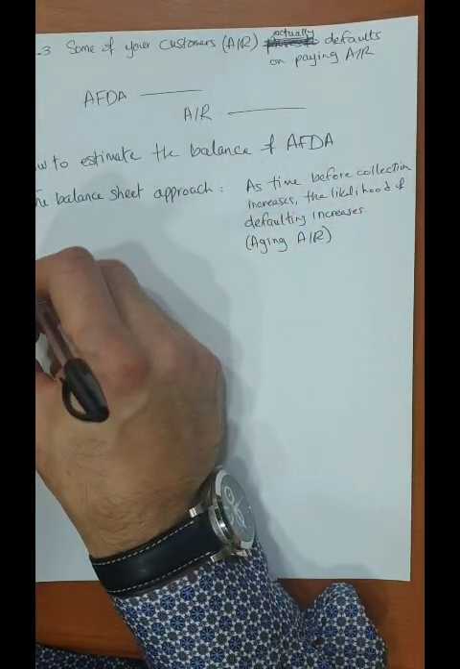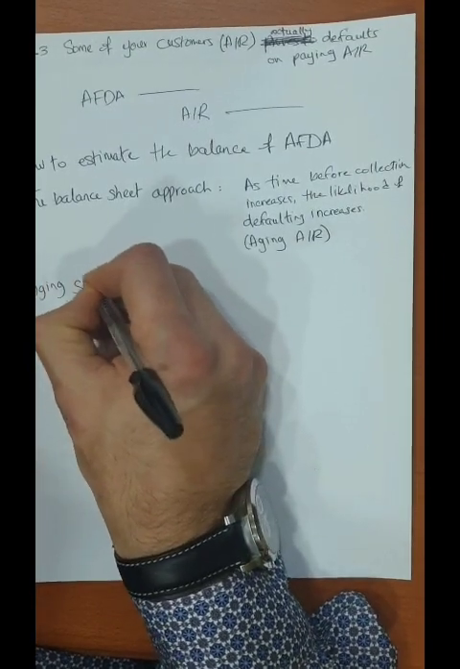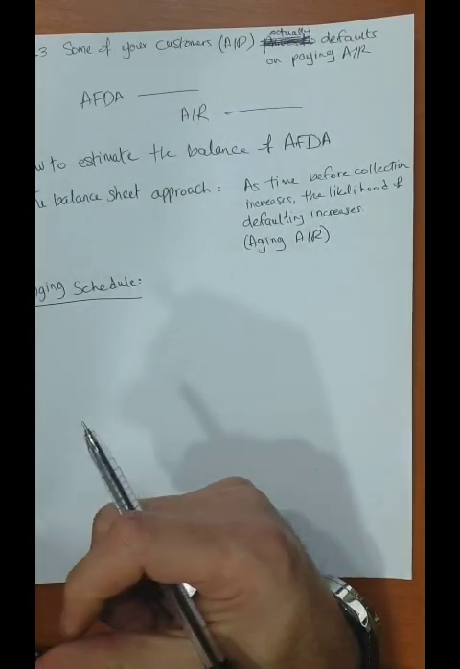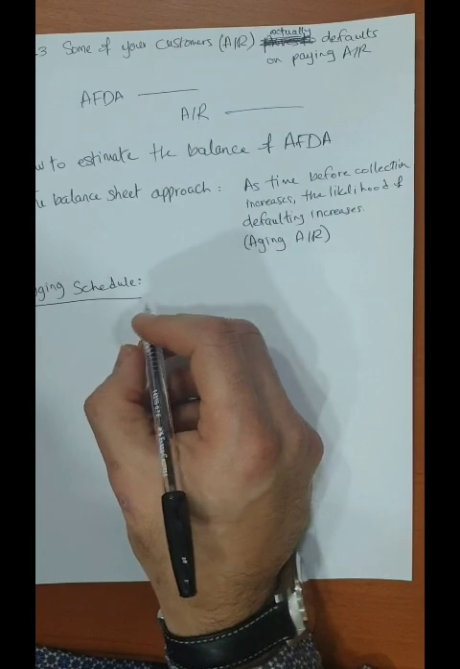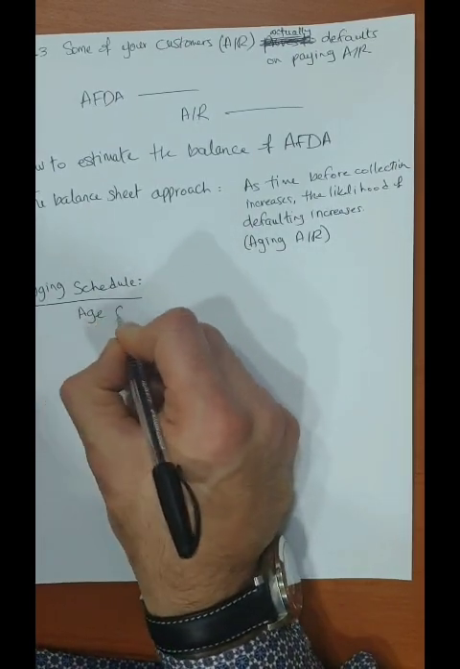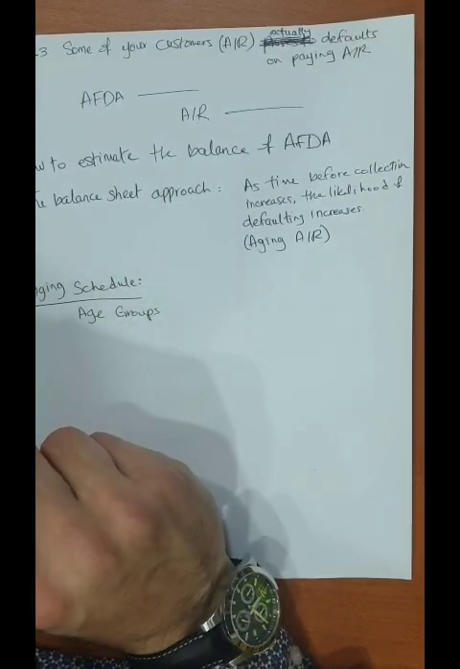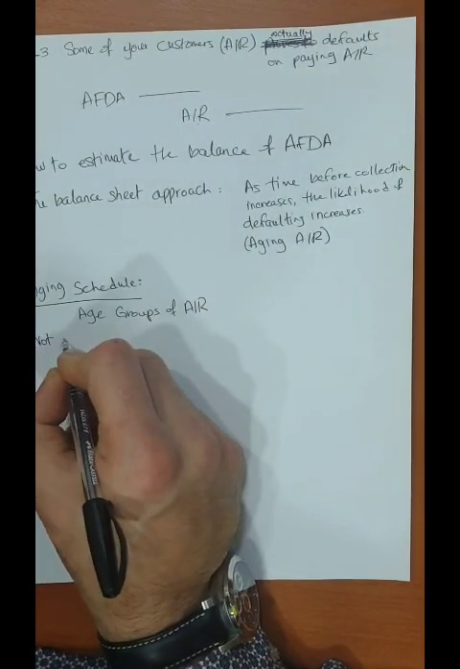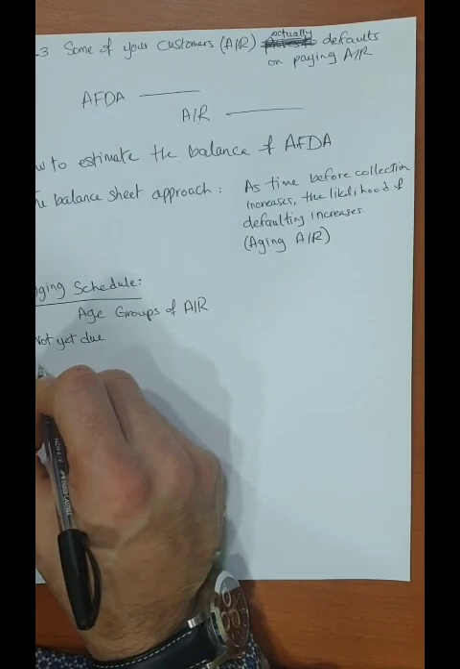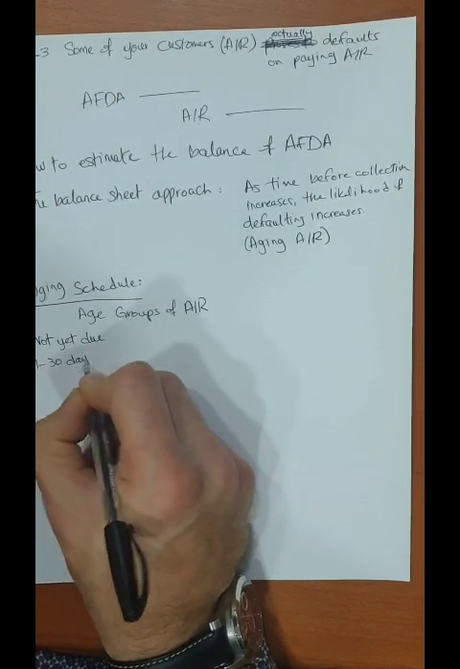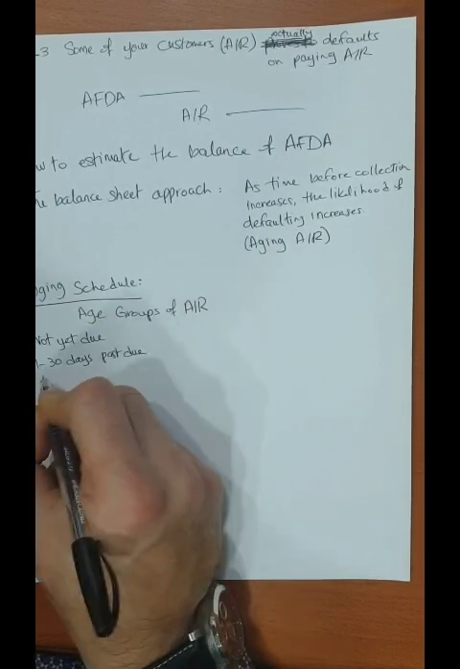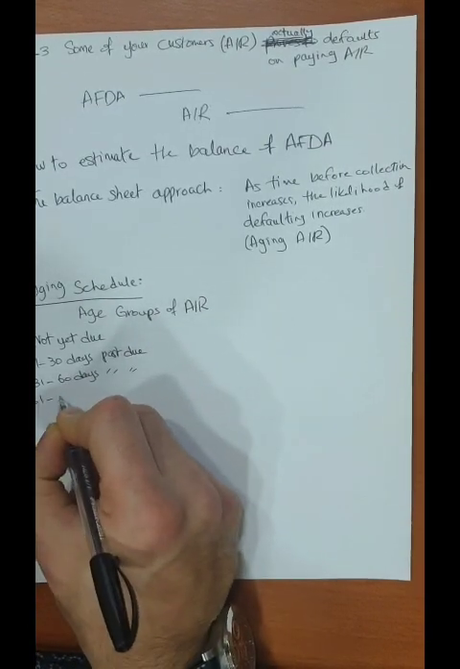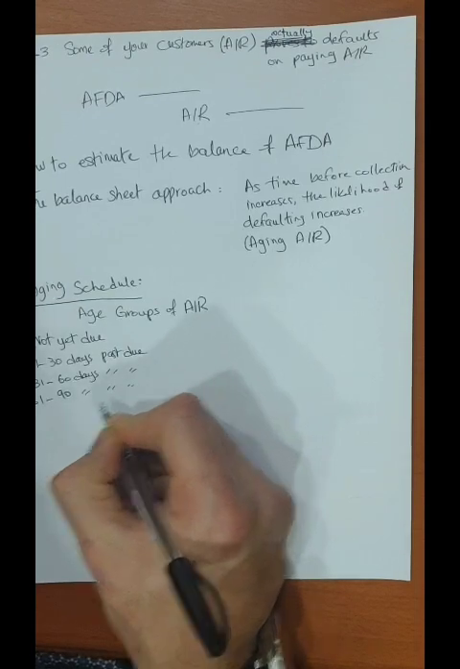This aging has an aging schedule, and this schedule is very, I'd say, very logical. So you categorize your account receivables into age groups: those receivables that are not yet due, those that are 1 to 30 days past due, 31 to 60 days past due, 61 to 90 days past due, over 90 days past due.